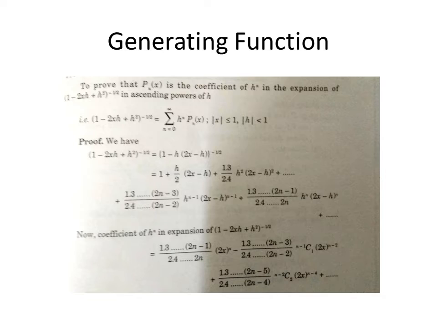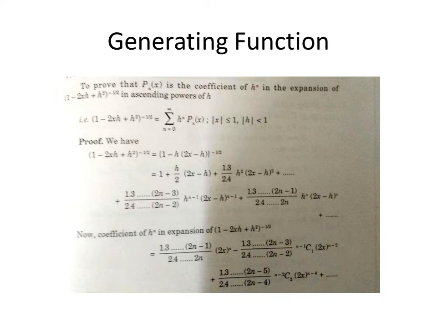Let's find from where it is coming. In the previous step, in the second last shown term, h power n minus 1 is multiplied with (2x minus h) whole power n minus 1. If I expand (2x minus h) whole power n minus 1 using binomial theorem, I will find (2x) power n minus 1 minus n minus 1 C 1 into (2x) whole power n minus 2 into h, and that h multiplied with h power n minus 1, which is already existing outside, will provide us h power n.